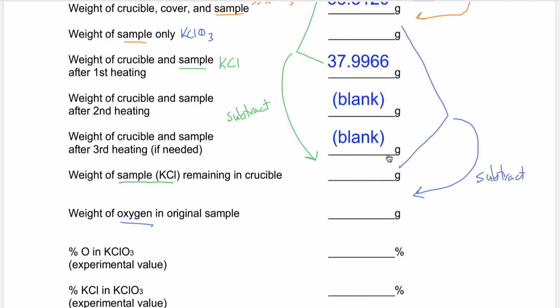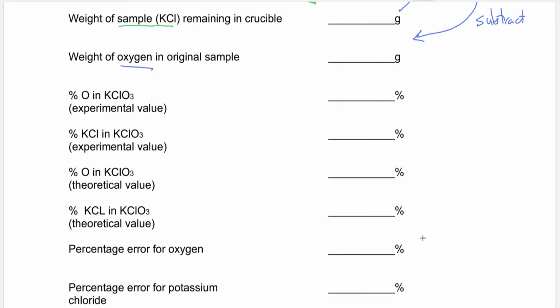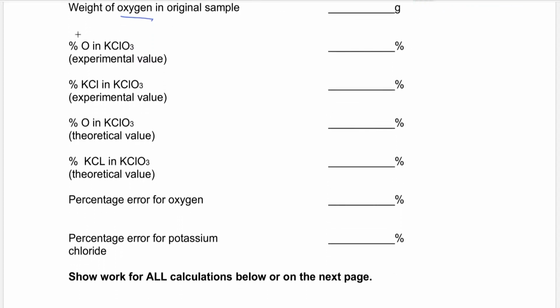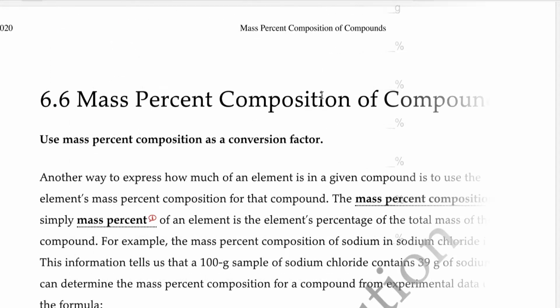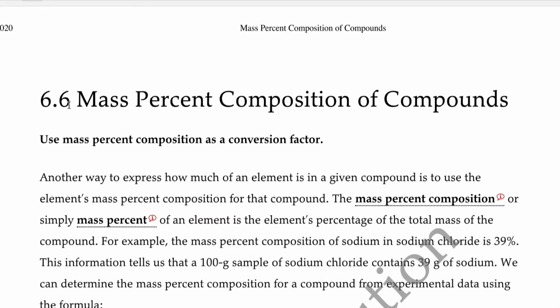Using these 3 data points, you'll be able to do these 2 calculations here for the experimental values, using the formulas that we saw on the first page of the report sheet. Let's look at how we're going to do the theoretical calculation here. For that, I'm going to do an example that's taken from the textbook. As I mentioned a few minutes ago, we're dealing with section 6.6 here.